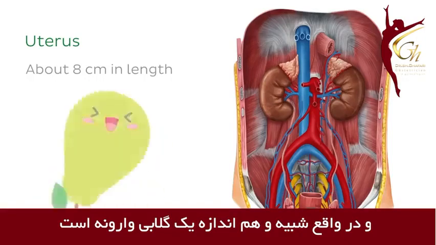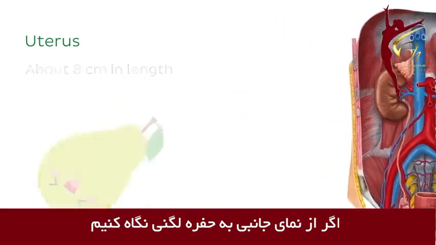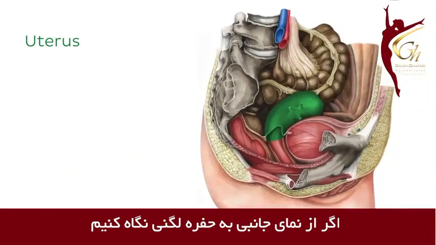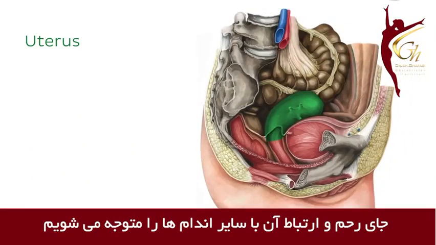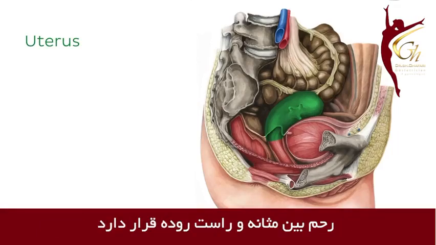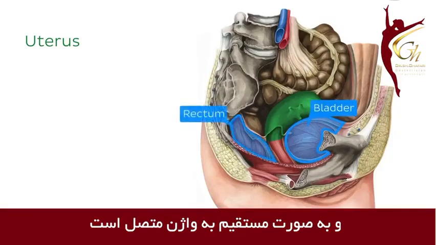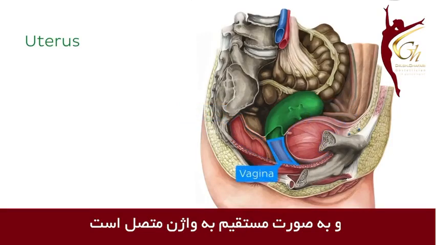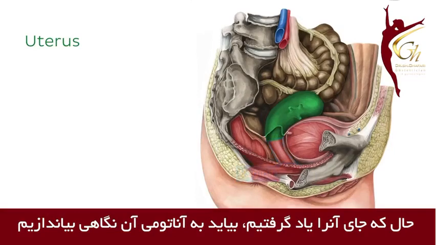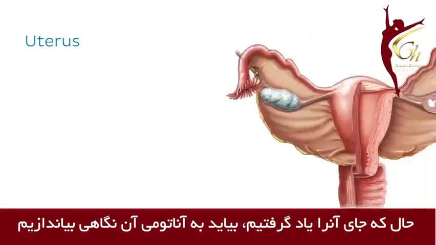If we change our perspective so we can see a sagittal section of the abdominopelvic cavity, we can understand the location of the uterus and its relationship to other structures a little better. As we can see, the uterus sits between the bladder and the rectum and is connected to the vagina inferiorly. Okay, now that we're familiar with the location of the uterus, let's explore some of its anatomy.